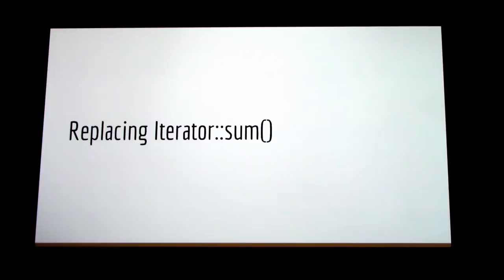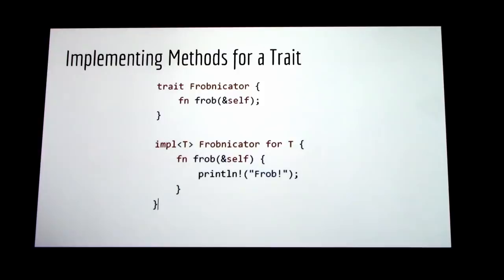So we don't own iterator, and so how do we add new stuff to it? Well, the answer is we create our own new trait with the method we want, and then impl it for things. So let's say we add a frog method to everything. And frog will just say, frog! And we want to implement this for every Rust value. So we create a trait, put our method signature in there. Then we generically implement our trait for every single type in the language.